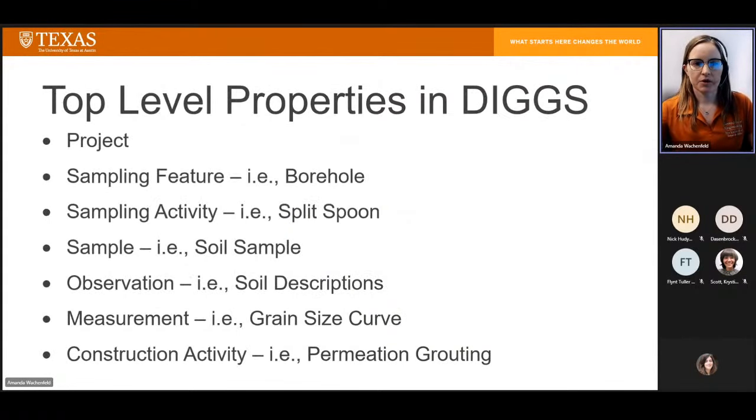So in DIGGS, there are a number of top-level properties under which various data is stored. Currently we have a property for project information, sampling features such as boreholes, sampling activities such as split spoons, samples themselves such as soil samples or maybe grout mix samples, observations such as soil descriptions, measurements, so any lab testing like grain size curves or monitoring would fall under measurements, and construction activity, which currently in DIGGS consists of grouting, so permeation grouting or rock grouting.